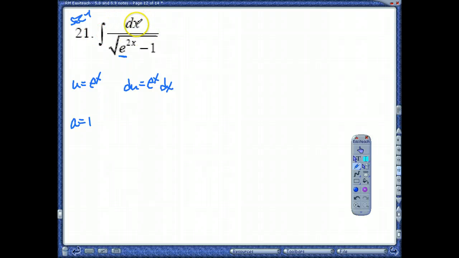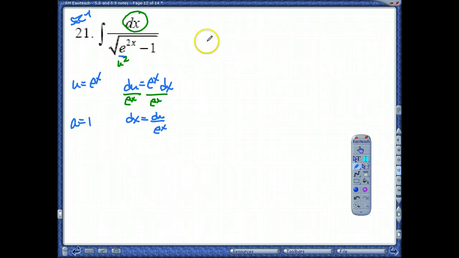So remember back substitution? We're going to have to back substitute again. Only this time, we're going to back substitute for our dx because I need this guy to go away. I already know this is u squared, so he's going to go away and I'll have my problem all in terms of u's. So in order to solve this for dx, I'm just going to divide both sides by e to the x. Okay, so dx is going to equal du over e to the x.